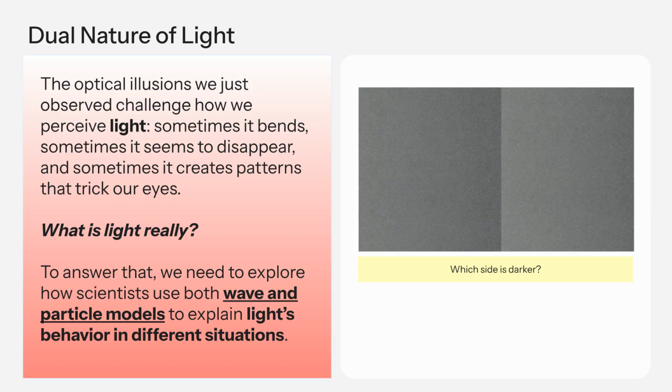This leads to an important question. What is light really? To answer this, scientists use two models. In some situations, light behaves like a wave. In other situations, it behaves like tiny particles. Neither model works alone, but together they help explain how light behaves in different situations.